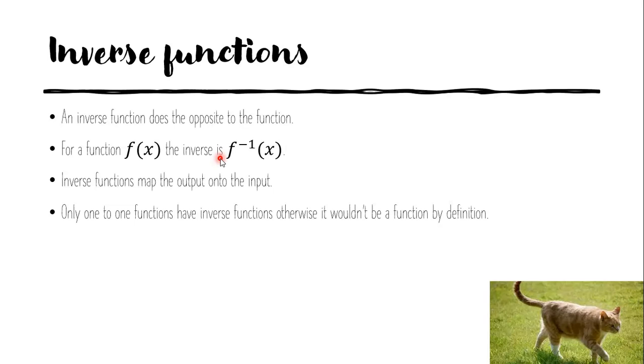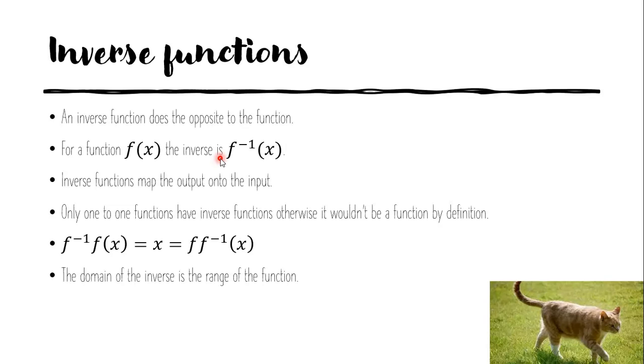Only one-to-one functions have inverse functions, otherwise it would not be a function by definition. Because if you did a many-to-one function or a one-to-many function, either the original one isn't a function or the inverse isn't a function. f minus 1 of f of x, or the inverse f of x, is equal to x, and that is the same if you do f of f minus 1 of x. The domain of the inverse is the range of the function, so you just switch them. The range of the inverse is the domain of the function, and the domain of the inverse is the range of the function.